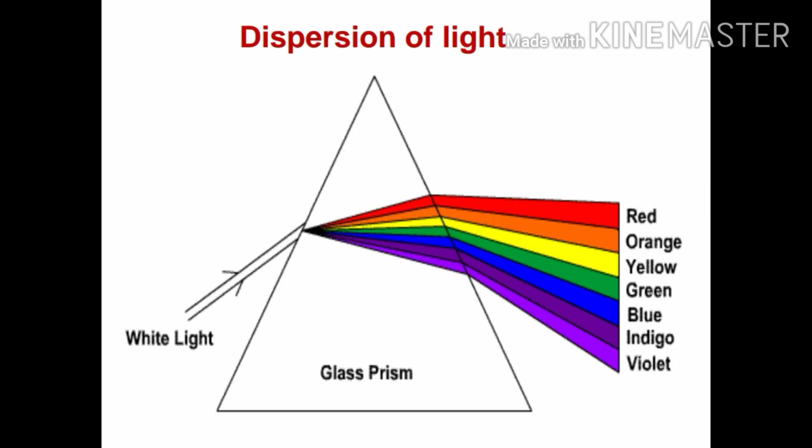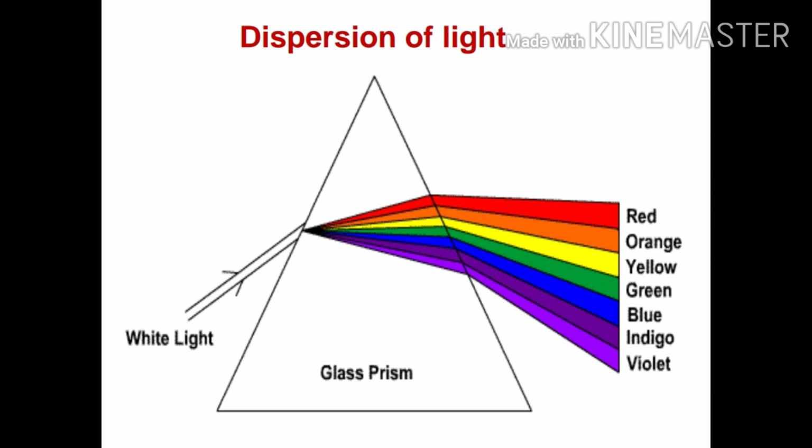Now our next topic is dispersion of light. As the name suggests, disperse means spread. So in this topic we will discuss that white light is a polychromatic light. One type is monochromatic light, which is made up of a single wavelength, and another type is polychromatic light, which is made up of more than one wavelength. So our sunlight is a polychromatic ray of light.